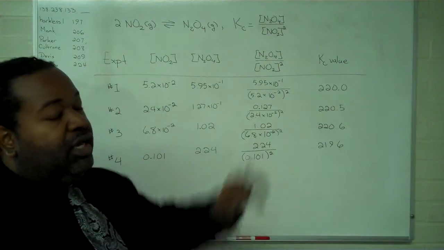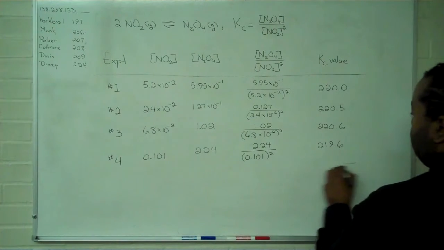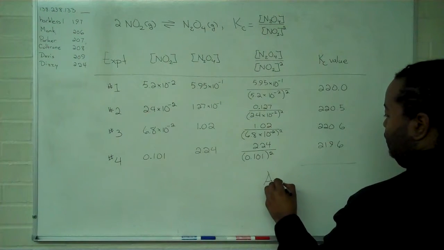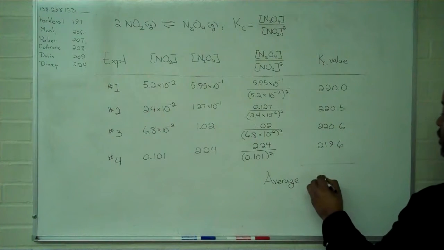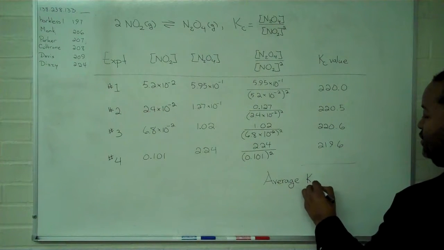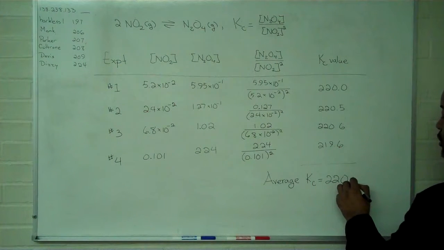4 trials, and the only thing left to do is take an average. So add these up, divide by 4, and we find that the average Kc is equal to 220.2.